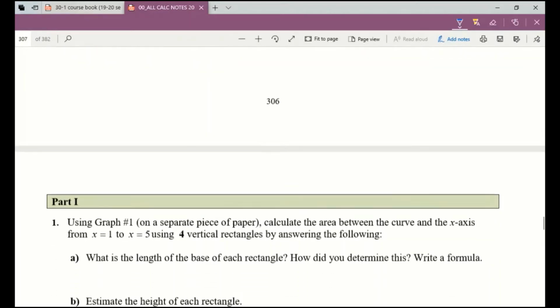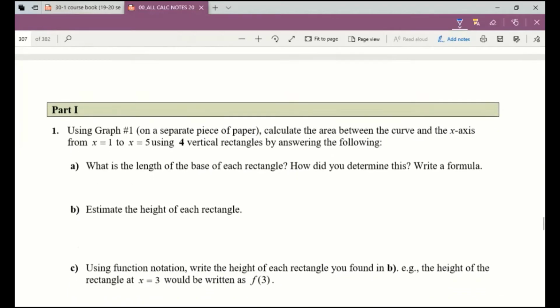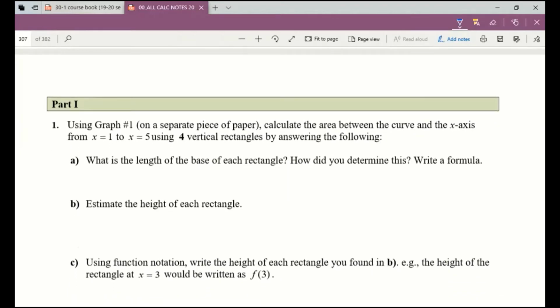Question A says, what's the length of the base of each rectangle? How would you determine this and write a formula? Quite clearly, the length of the base of each rectangle is just going to be 1. How could we show that mathematically? We would take the right bound, which is 5, and the left bound, which is 1, and subtract them. We divide that by 4 because we have 4 rectangles. So this ends up being 4 over 4, which is 1, the width of those rectangles. That seems to be all good.